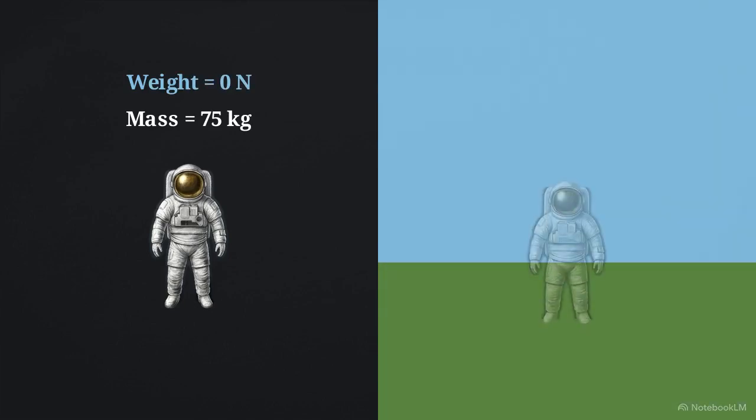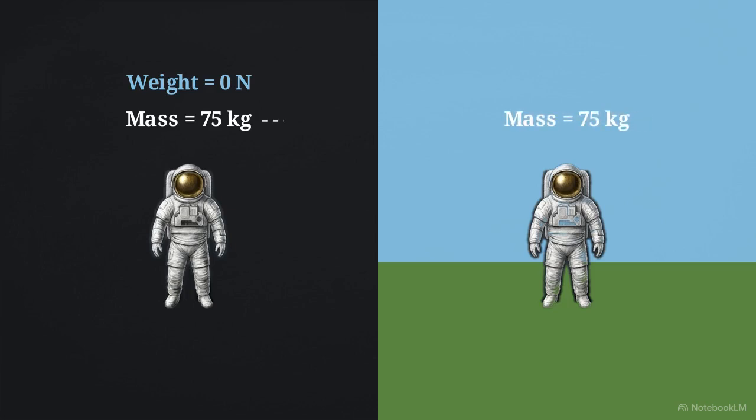To see the difference, look at an astronaut in deep space. Far from any planet, their 75-kilogram mass is weightless. 0 newtons of force are acting on them. Place that same 75-kilogram astronaut on the surface of the Earth, and gravity pulls downward on them with a force of 735 newtons. The mass remains identical, but the weight changes depending on the environment.